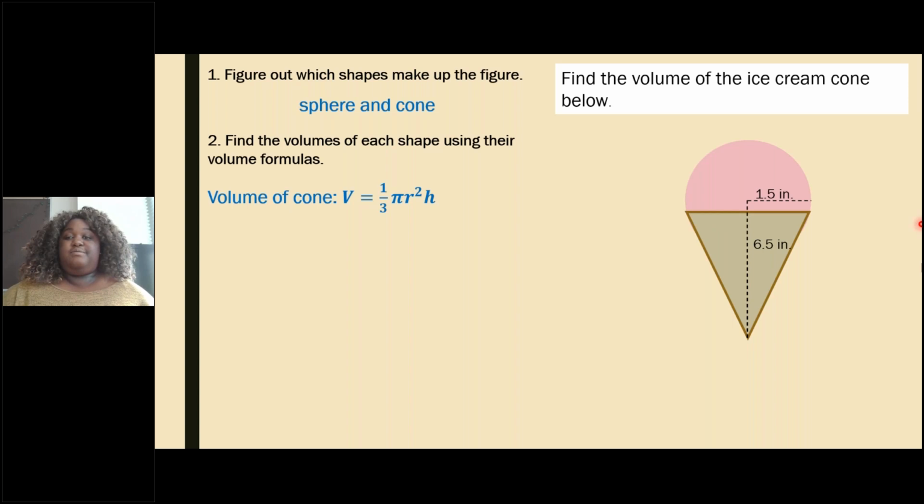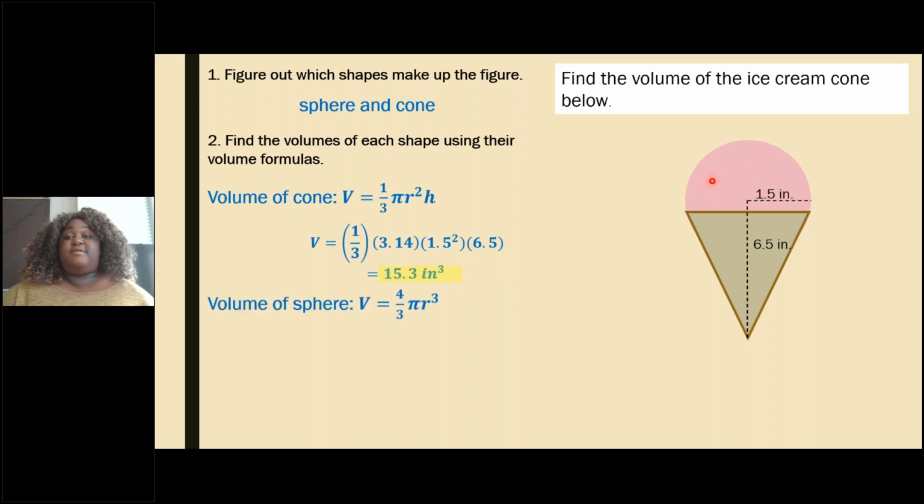So the volume of the cone, this is the formula again, it's 1/3 times pi times the radius squared times the height. So I'll plug in those values and I get 1/3 times pi, which is 3.14. My radius is 1.5 and we square that. And then my height of the cone is 6.5. Once we calculate that, we'll get 15.3. So that's the volume of our cone.